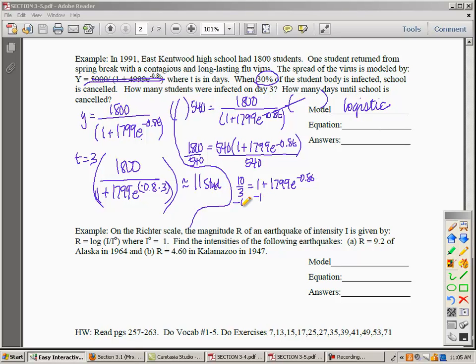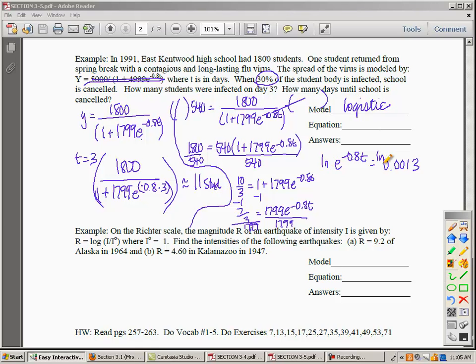I'm going to get rid of the 1 first. And let's do a fraction a second. I'm going to run out of room here. All right, 10/3 minus 3/3 is 7/3. We're then going to divide by 1799. You end up getting then that e to the negative 0.8t equals, in a decimal, about 0.0013.